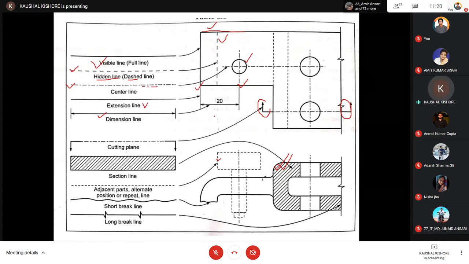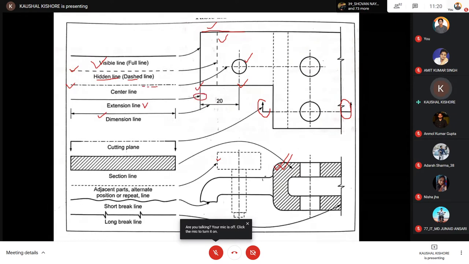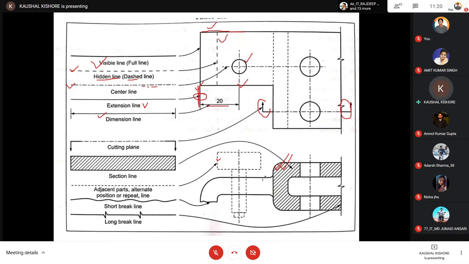Similarly, what is the extension line? And look at what is the use of extension line? Actually, extension line or dimensional line, both are called the same line. This part is called extension line, this line is called extension line, and this line is called dimensional line. So extension line and dimensional line are used when dimensioning an object. I mean, suppose you have put a dimension, either 20 centimeter or 30 centimeter or 10 centimeter. So this is the dimensional line or extension line.